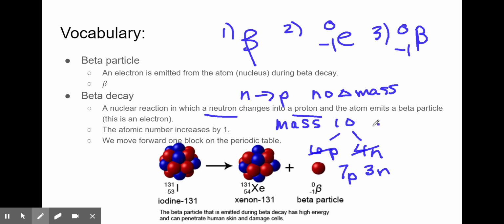Since we're losing an electron, we're becoming more positive. The atomic number increases by 1. So we're going to move forward 1 block on the periodic table. If you find iodine on your periodic table, it has an atomic number of 53. We want it to go through beta decay. Put your finger on iodine. It's in group 17 or 7A. If you increase your atomic number by 1, you just jump to the right to xenon, which has an atomic number of 54. Our atomic number goes up by 1. Take a look here. The mass doesn't change. We still have a mass of 131.